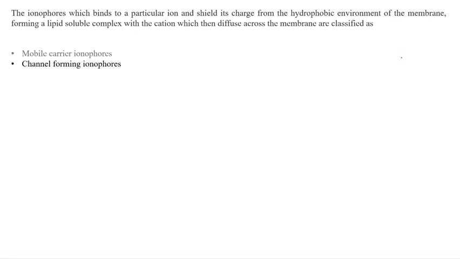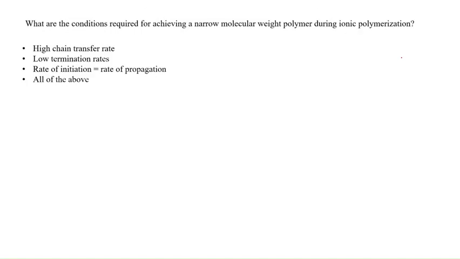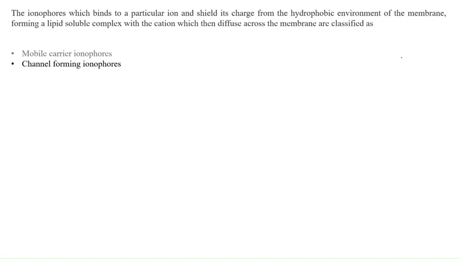And they do this by reversibly binding to the ion to form lipid-soluble complexes which rapidly diffuse across the membrane, and they catalyze the passive transfer of cations across the hydrophobic membrane. So that's how the mobile carrier ionophores are involved in the ionophoric cationic transfer, which then diffuses across the membrane. So the first one is the correct answer.